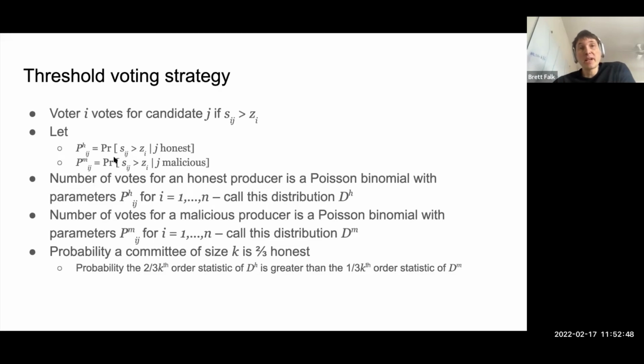And now we can actually calculate explicitly the number of votes that an honest candidate gets, and the number of votes a dishonest candidate gets. We can calculate this distribution explicitly, and it turns out it's a Poisson binomial distribution. Then we can calculate a closed form solution for the probability that a committee of size K is 2/3 honest. It depends on the order statistics of these two different Poisson binomial distributions. So we get a closed form, but it's really, really messy.